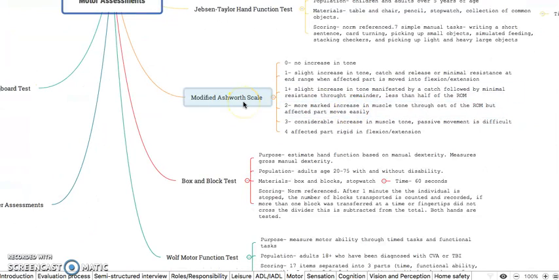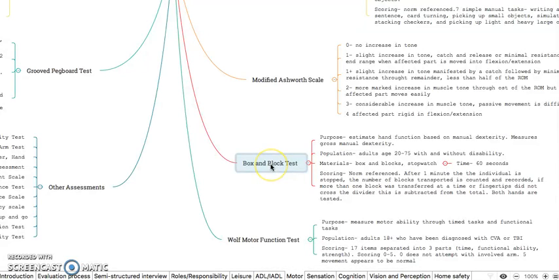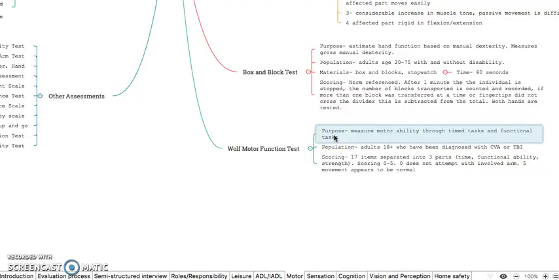We included the modified Ashworth scale, which looks at muscle tone, with 0 being no increase in tone and 4 being rigid in flexion and extension. The box and block test looks at gross manual dexterity. We also included the Wolf motor function test, and its purpose is to measure the motor ability through time, task, and functional task.